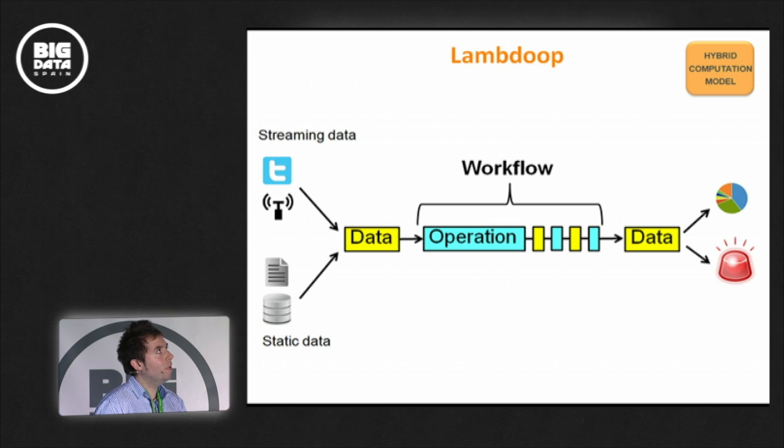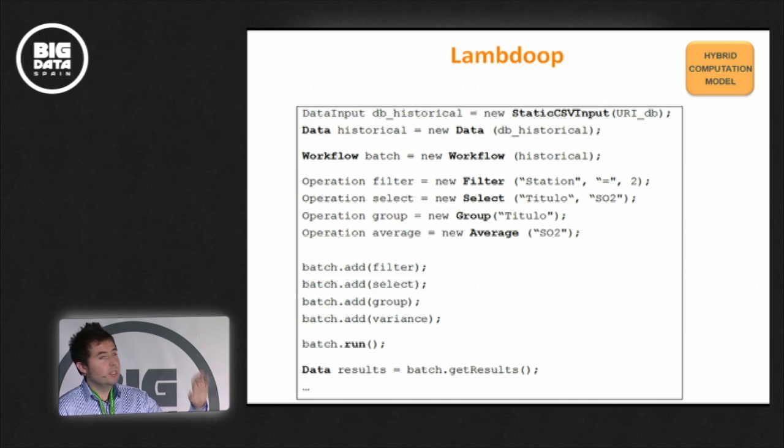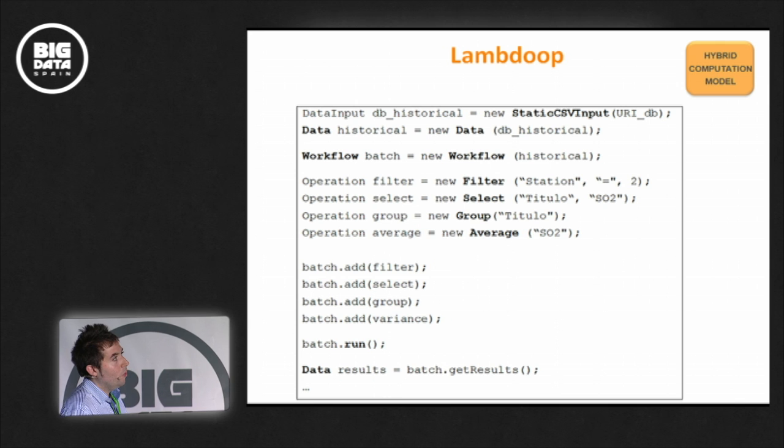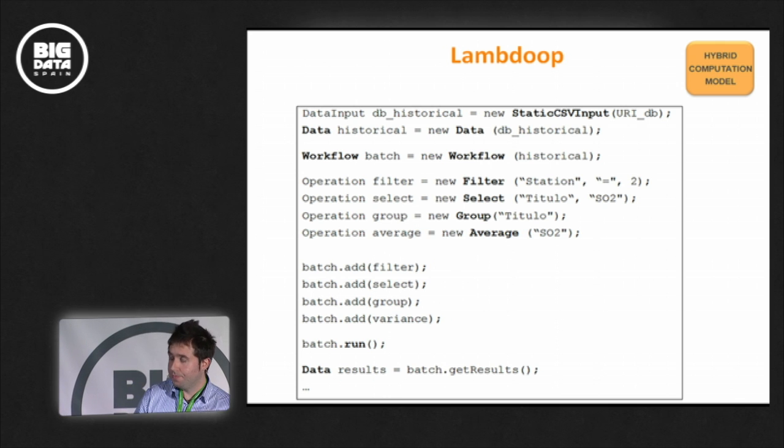So let's see some examples of Landup code that we use in our high-quality system. This is an example of Landup code for batch processing. Firstly, we get the information. In this case, it is static data from the historical store. We create a workflow. Then we define which operations we want to apply to the data. In this case, filter, select, group, and average. We include the operations in a workflow. And then finally, we execute the workflow in order to get the results.